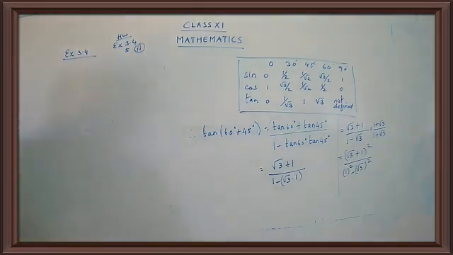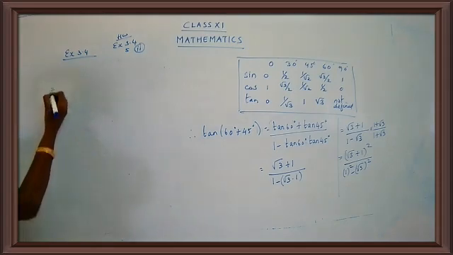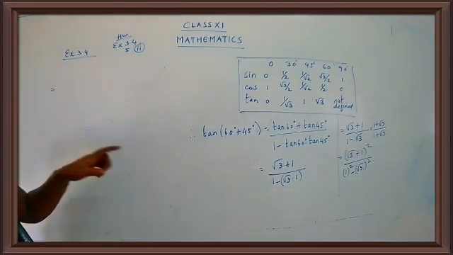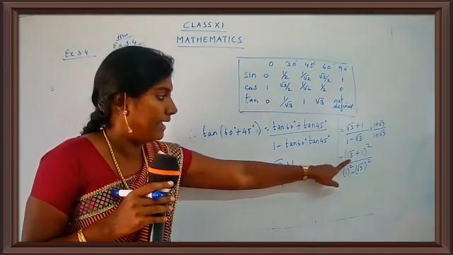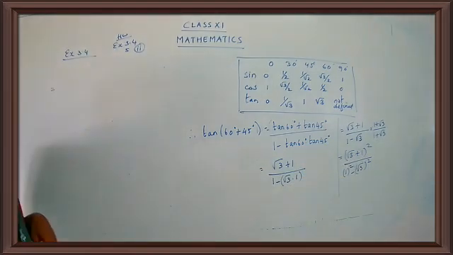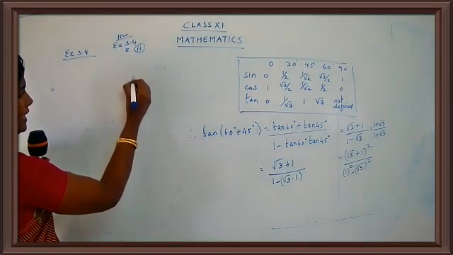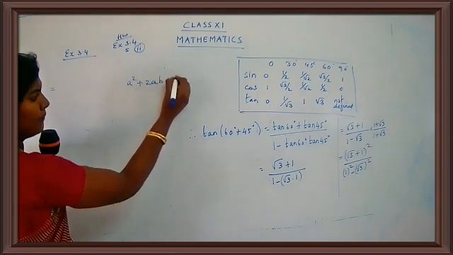Let's simplify further. So what do you get there? I am just going to apply the identity (a plus b) the whole square for the numerator part. What is the identity? a square plus 2ab plus b square.